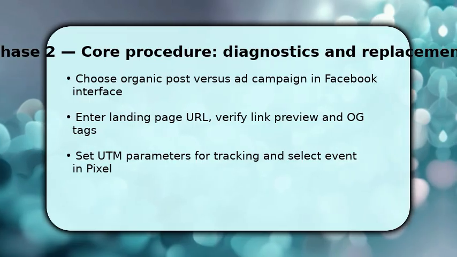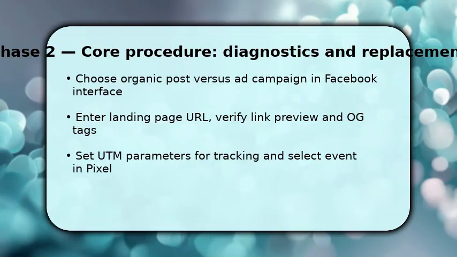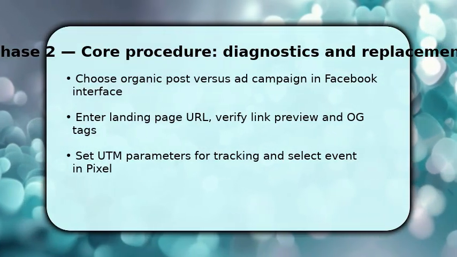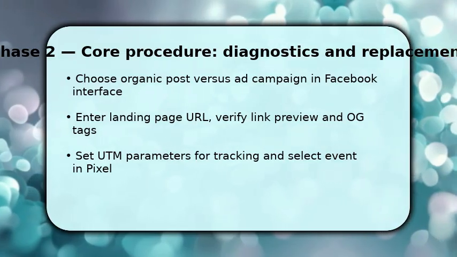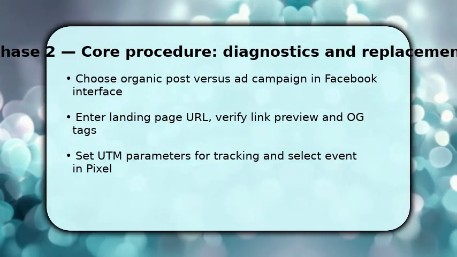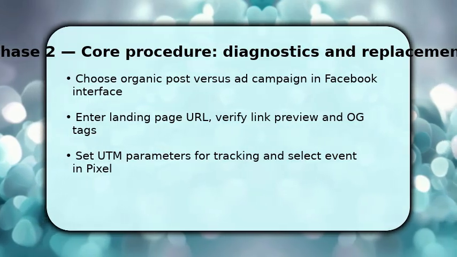In the Composer, paste the landing page URL and wait for the link preview to load. If the preview is wrong, refresh the OG tags on your site. Then add UTM parameters to the URL so analytics attributes traffic correctly. Finally, in Ads Manager, choose the conversion event that Pixel should record, define audience and placements, and save your creative.